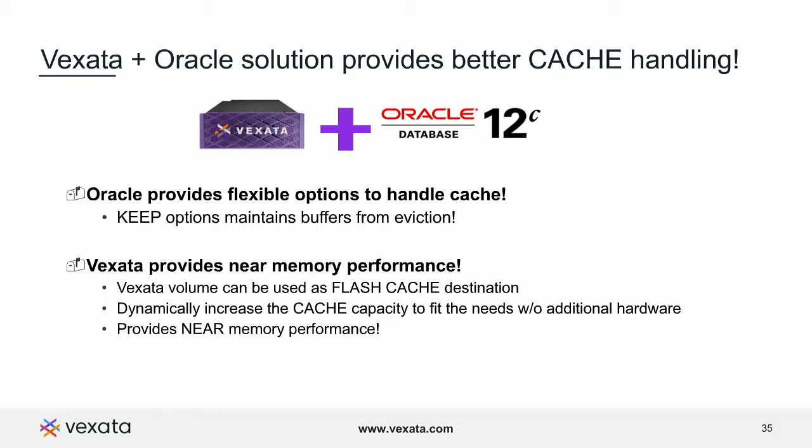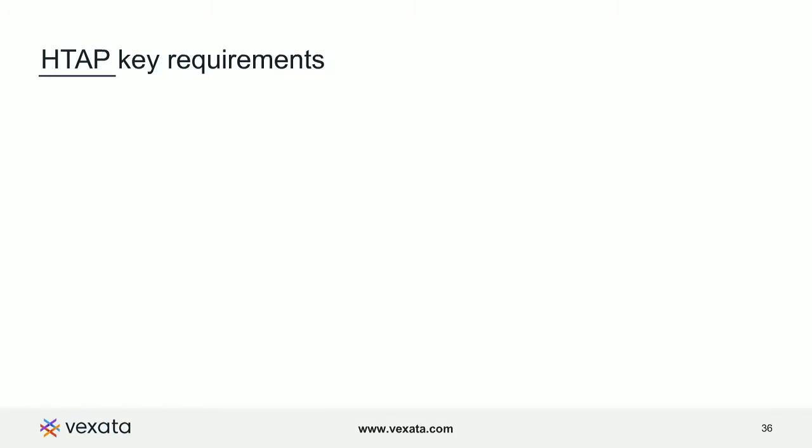Vexata provides near memory performance. Vexata volumes can be used as a flash cache destination, so it can dynamically increase the cache capacity to fit the needs of the application without additional hardware. And Vexata volumes are also fast, providing near memory performance.